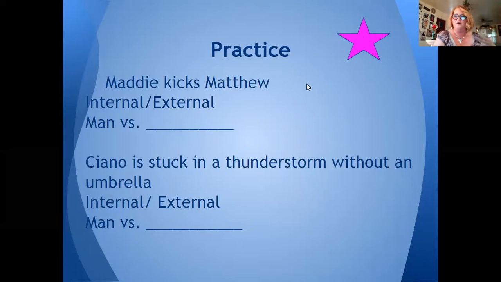All right, so let's go over some of these, see how you do. Maddie kicks Matthew. Okay, is that internal or external? Somebody physically kicks you, that's external, right? You're not doing it inside yourself. Somebody actually comes up and kicks somebody. So that's man versus man. Okay? Shano is stuck in a thunderstorm without an umbrella. Is that happening inside of them? Do they have a thunderstorm inside of their body? No. It's external. And if it's a thunderstorm, it's man versus nature, right? Okay.